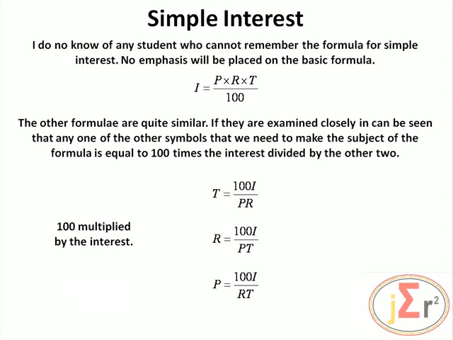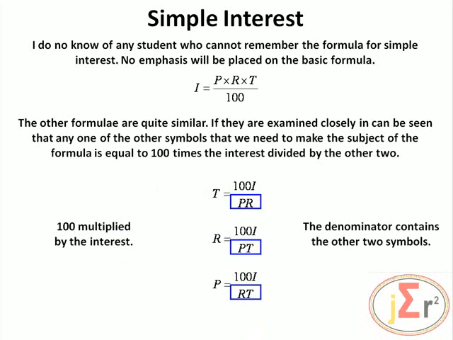Let us look at them. 100 multiplied by the interest, that is what we have in the numerator all the time. And in the denominator, what do we have? The denominator contains the other two symbols. There they are.